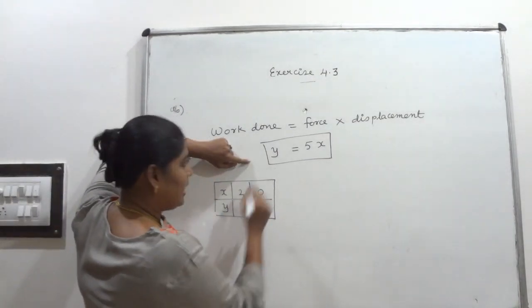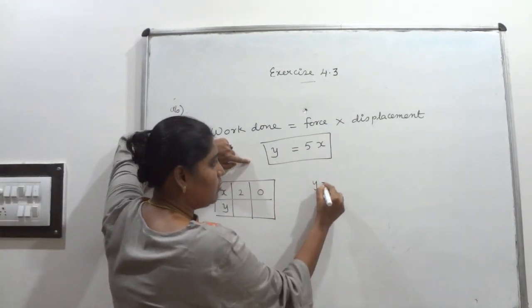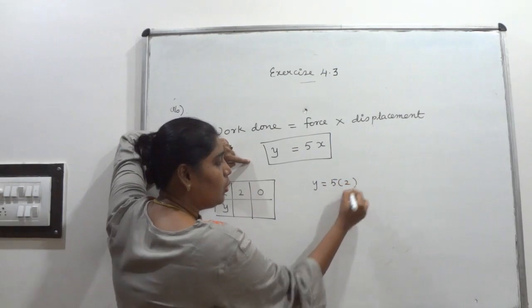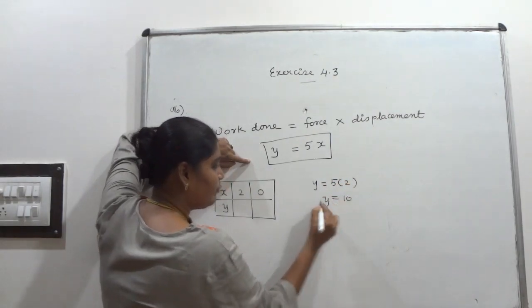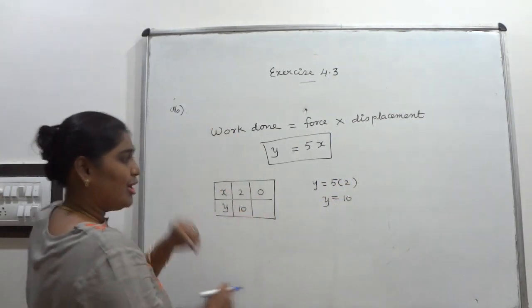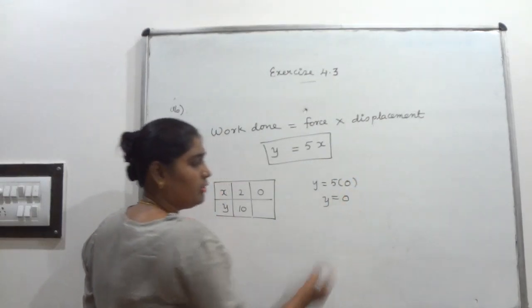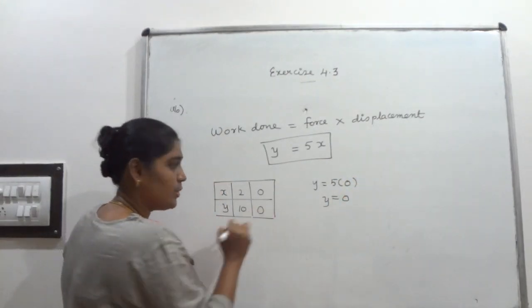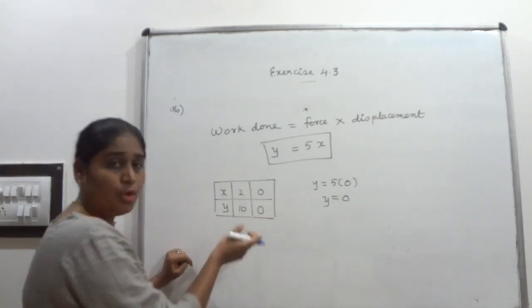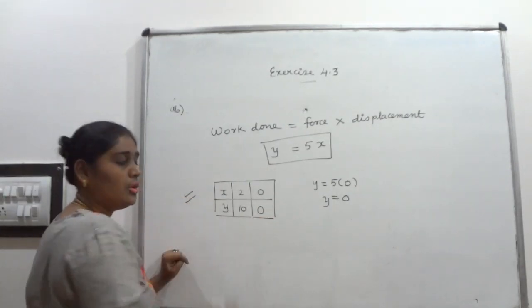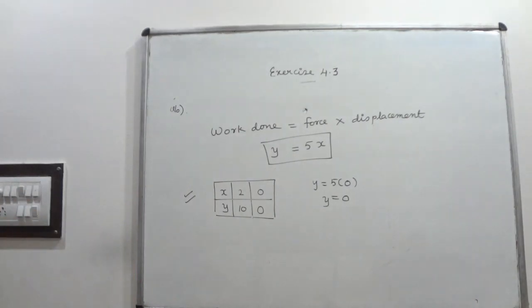So keep that x is equal to 2. So y equal to 5 into 2. What will be there? 10. So y equal to 10. If you are keeping the x value as 0, 5 into 0, what will be there? 0 only. So 0. Okay, that's all. I got 2 points for the given equation. You can draw the graph for that.